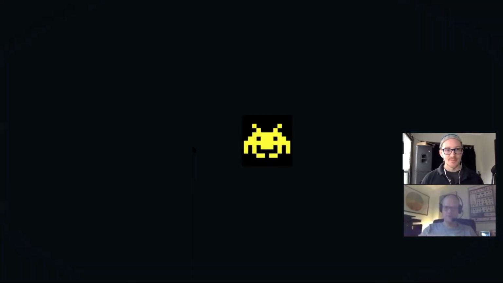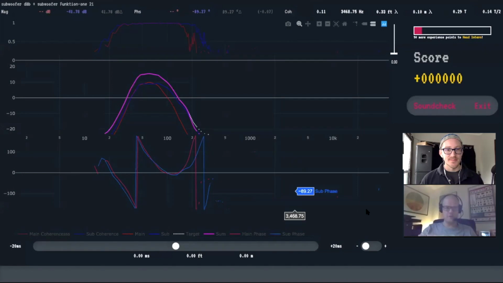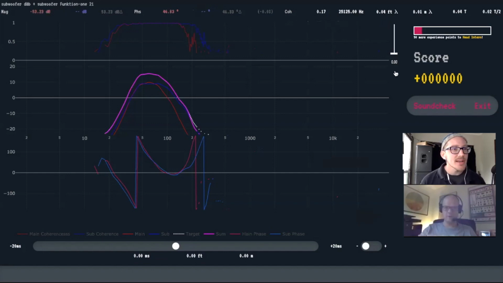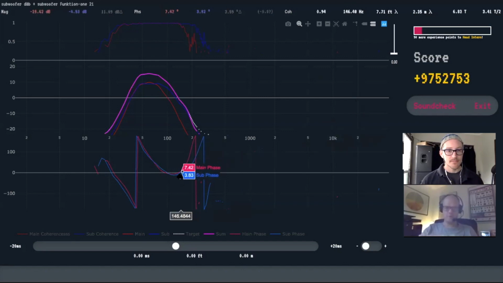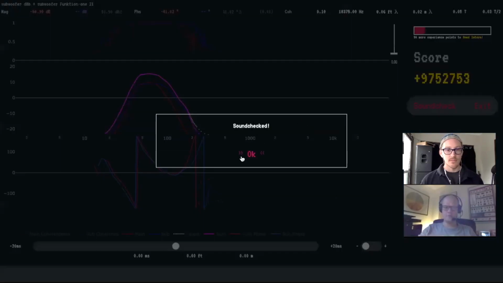So let's see what function 1 and DMB do together. So what am I looking at? I don't know. Someone else uploaded this. Subwoofer DMB plus subwoofer function 121. Okay, so these are two different subwoofer models. Okay, yeah. Okay, well that looks good up to 140 cycles. Oh, I see no reason to mess with that.